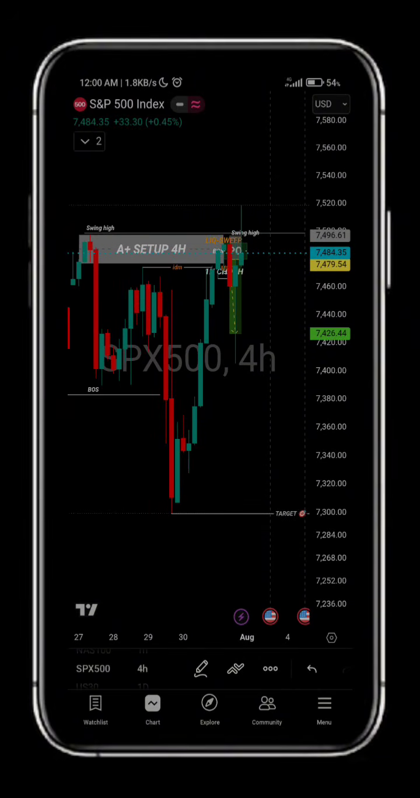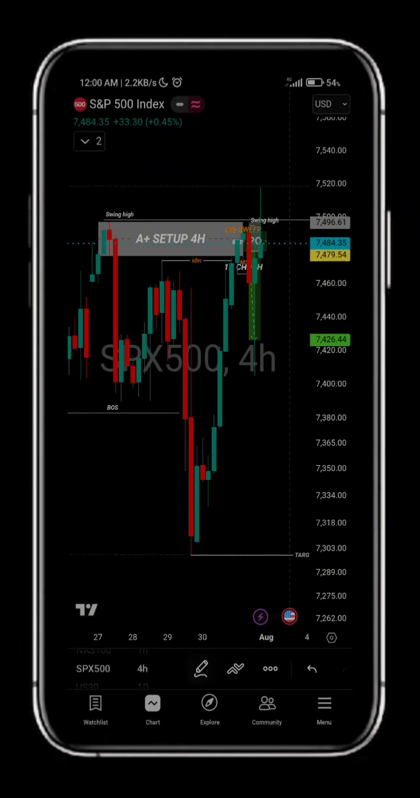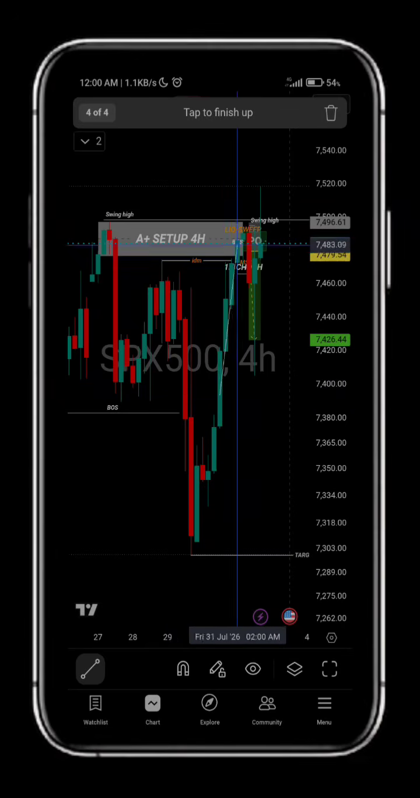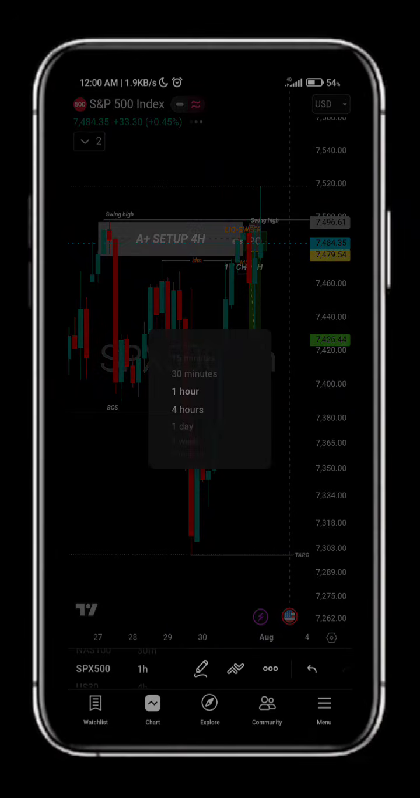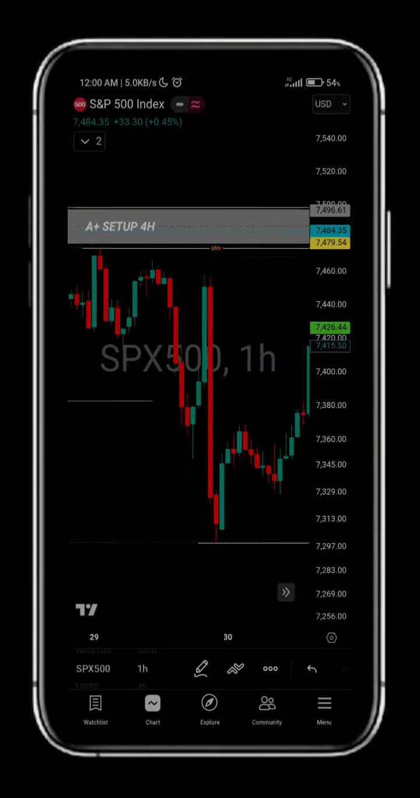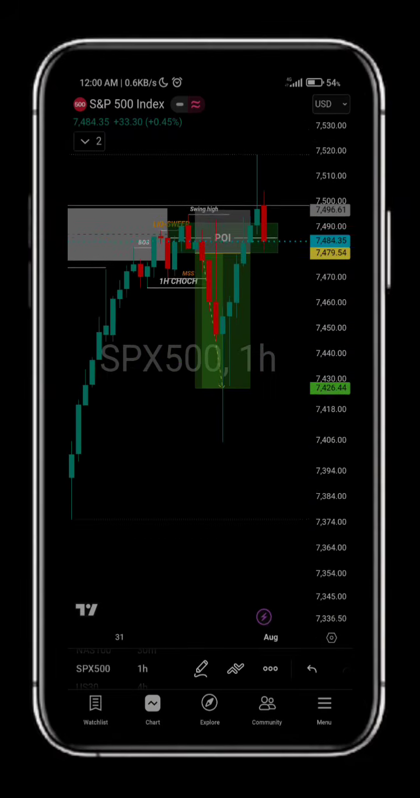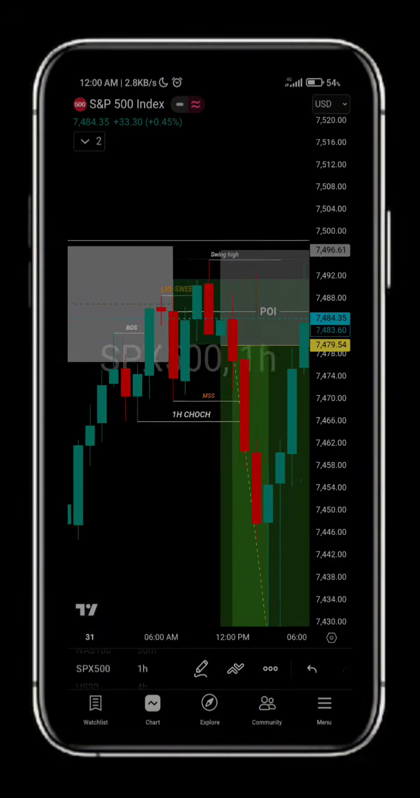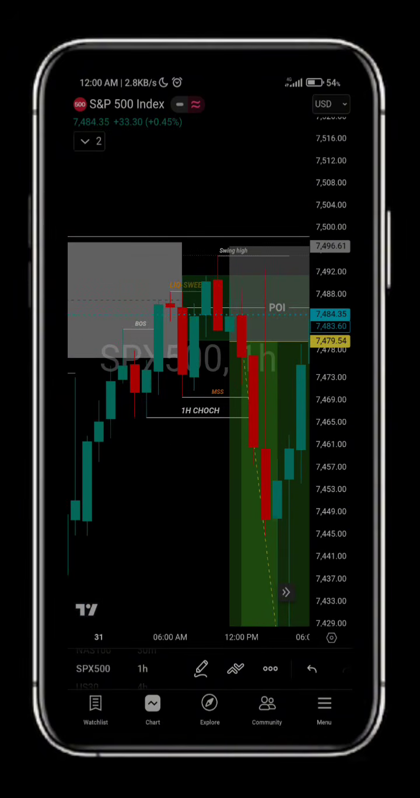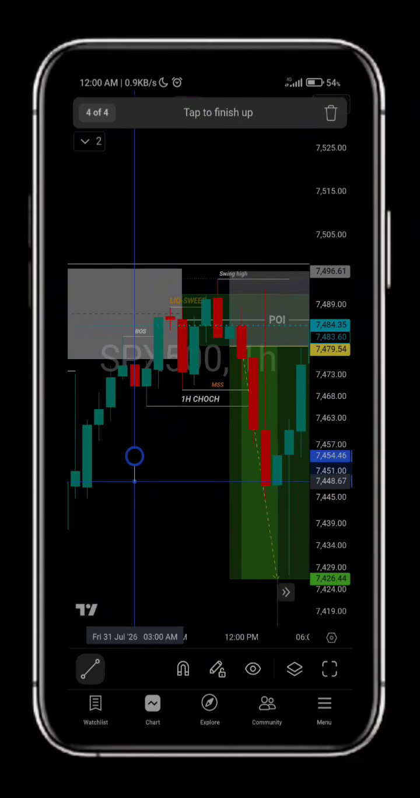So when I saw that price was going to take out the inducement, I went down. I waited for price to tap into the supply zone. So after price tapped into the supply zone, which was here, I went to the 1-hour time frame to look for the confirmation. So you can see what price did here. So when price tapped into the 4-hour order block, this was my confirmation that made me take the trade.